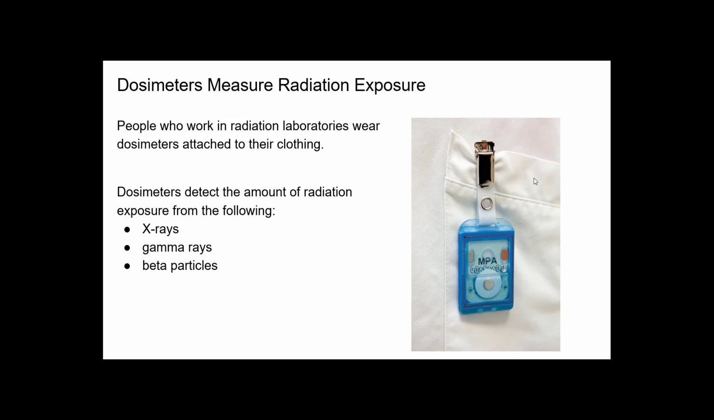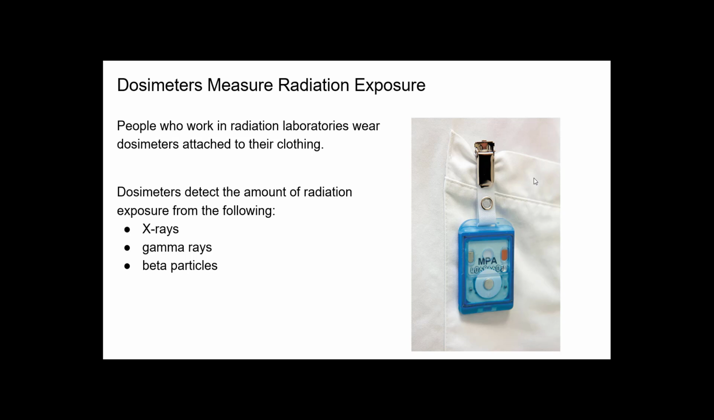So a dosimeter, if you have to work in where there's radiation, you have to put one of these on. It doesn't protect you. That is not what it's for. What it does is it does not provide protection, but it detects and measures the radiation exposure that has occurred. So let's say you were exposed to radiation. They can use this dosimeter to determine how much exposure you were exposed to.